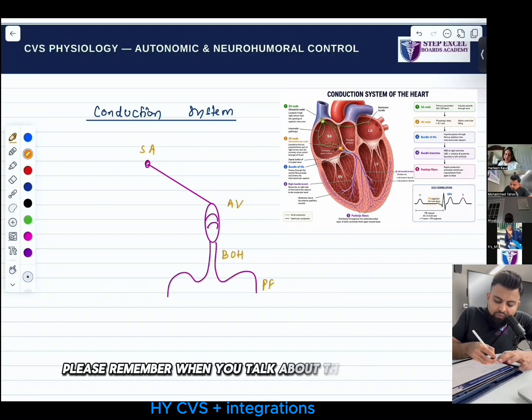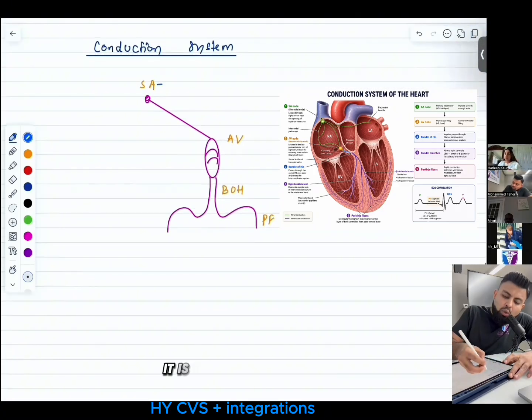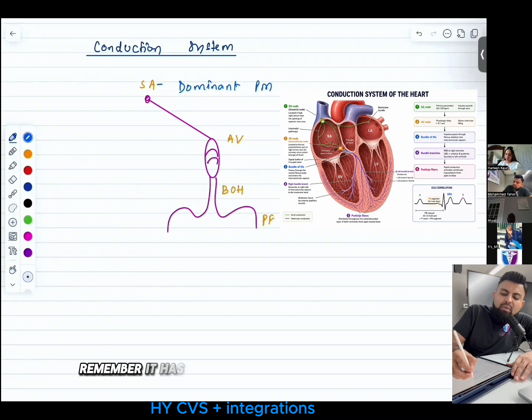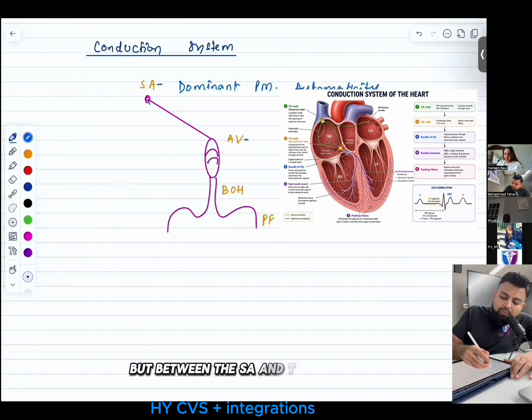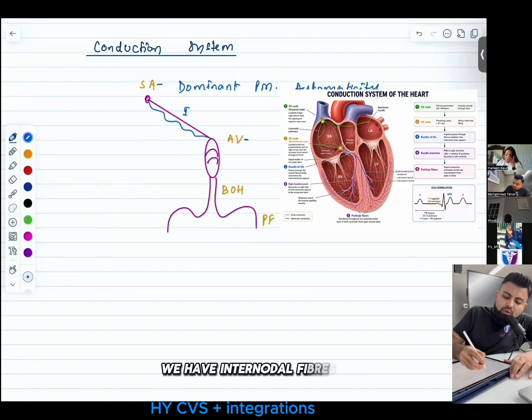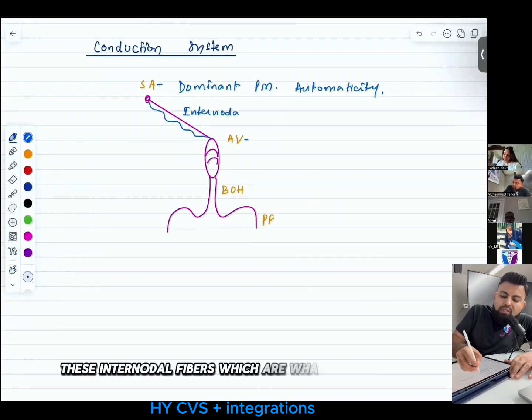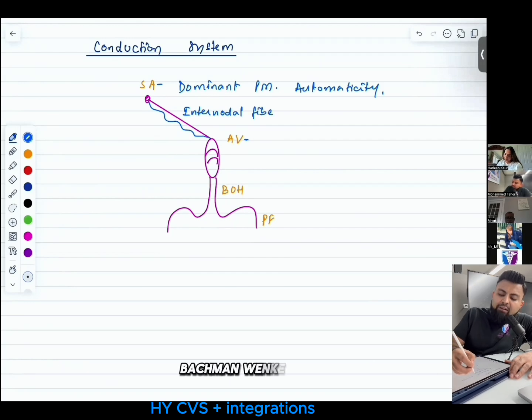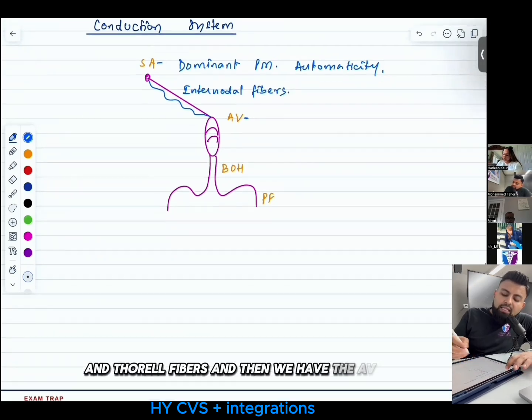Now, please remember, the SA node is the dominant one. SA node is the dominant pacemaker. Remember, it has something called automaticity. By itself, it can discharge impulses, right? AV node is the second, but between the SA and the AV node, we have internodal fibers. These internodal fibers are called Bachmann, Wenckebach, and Thorel fibers, and then we have the AV node.